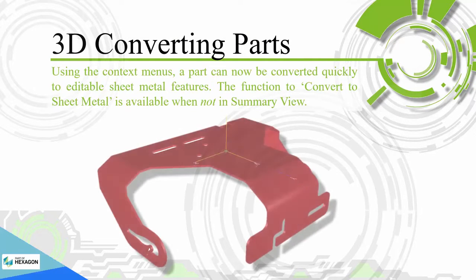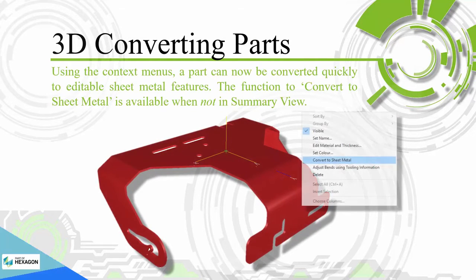Converting 3D parts. When we import parts from a third-party CAD system, such as STEP or SAT files, we lose the history tree from the original CAD data. Therefore, it's very difficult to edit a sheet metal model. So if we wanted, for example, to edit the material thickness or a bend angle, this is very difficult.